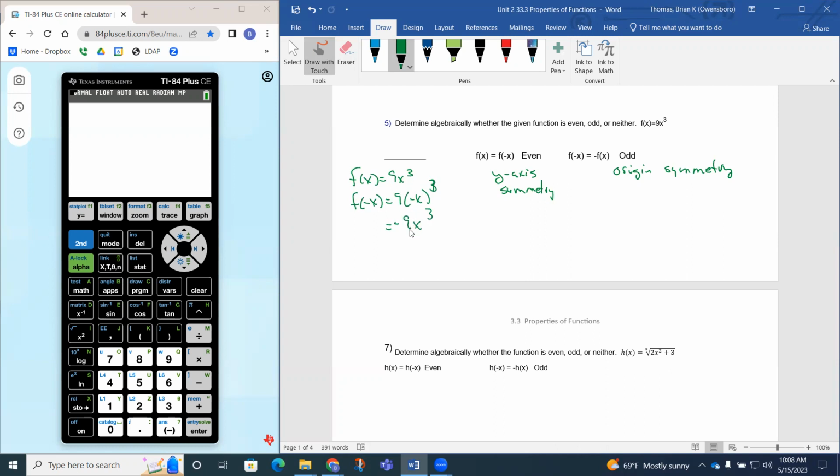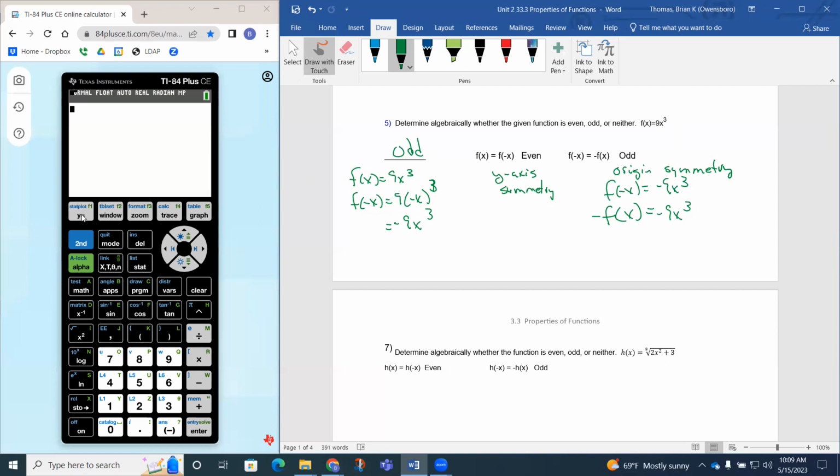So notice that 9x cubed does not equal a negative 9x cubed. So this is not an even function. It does not have y-axis symmetry. Now for origin symmetry, f of negative x, which we've already done, is negative 9x cubed, must equal the opposite of f of x. Well, the opposite of f of x means to take the opposite of the function. So that means this 9x cubed turns into a negative 9x cubed. So notice that f of negative x does equal the opposite of f of x, and therefore it does represent an odd function. So this would be odd.